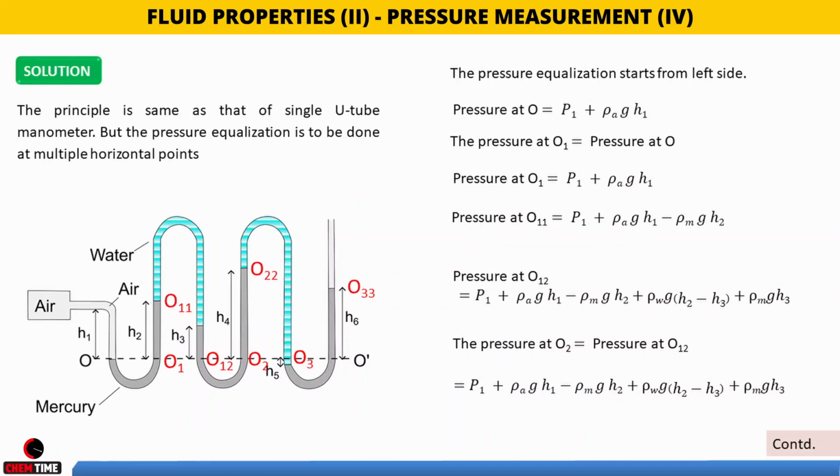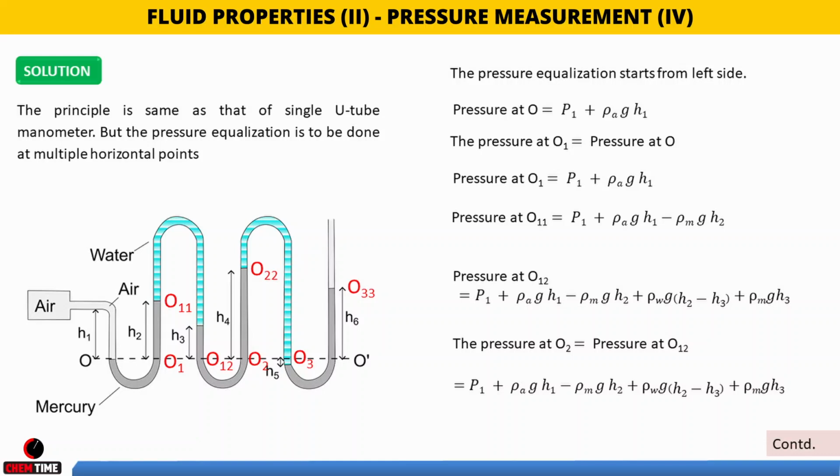We start from the left limb for calculation of pressure, and the pressure at O will be the dynamic pressure plus the static pressure, that is P1 plus rho A G H1, where P1 is the pressure of air in the tank and that is required to be calculated. The pressure at O and the pressure at O1 are same because both are at the same horizontal plane. So the pressure at O1 will be P1 plus rho A G H1.